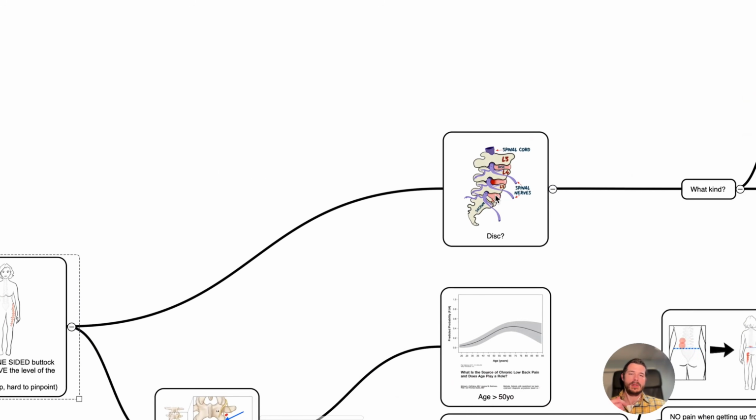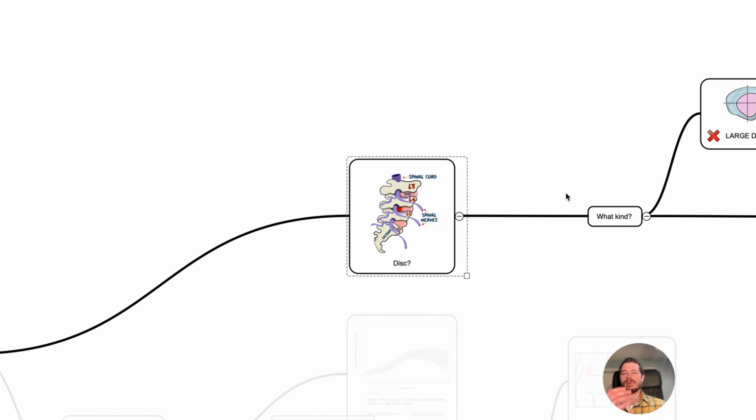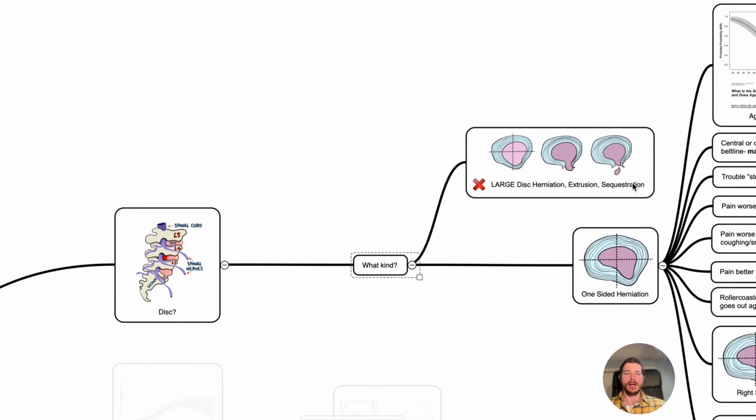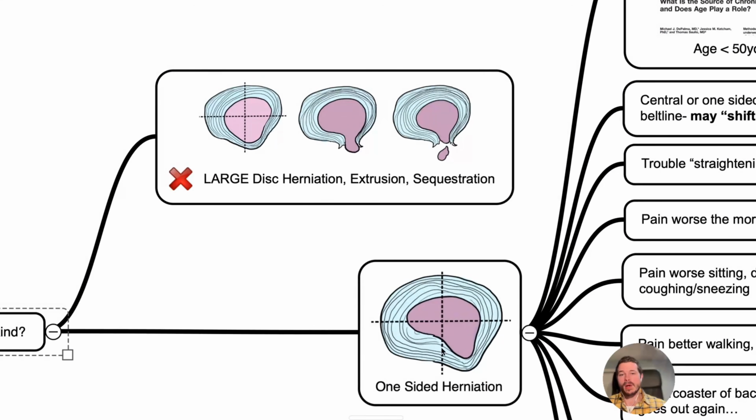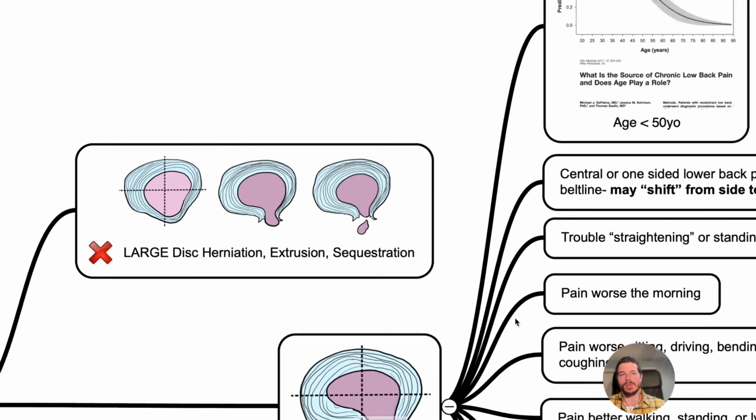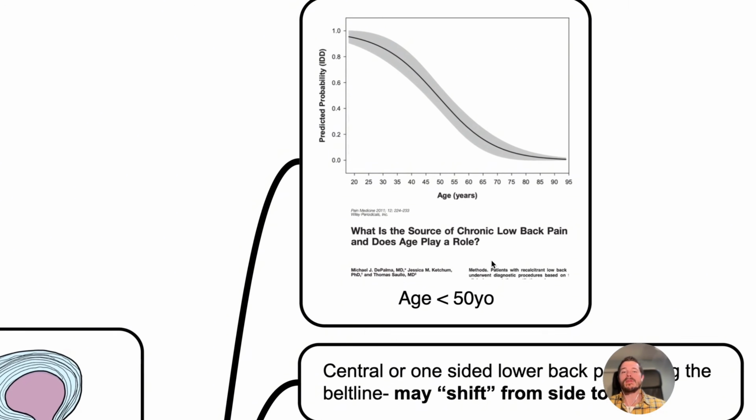But again, highest likelihood is a disc problem referring pain in your butt and or in the back of your thigh. Now, what kind? Like I mentioned earlier, could it be a large disc protrusion or herniation, extrusion, sequestration? Maybe, but probability is very, very low because, again, these things typically irritate nerves, which cause symptoms below the level of the knee into the foot, which we'll get to here in a moment. So most likely a one-sided protrusion out and back to one-sided. Again, these things are more common in folks who are less than 50 years old. Age does play a role in predicting the source of symptoms.